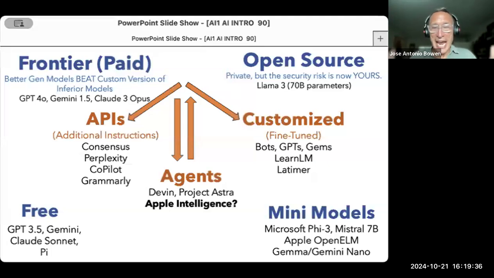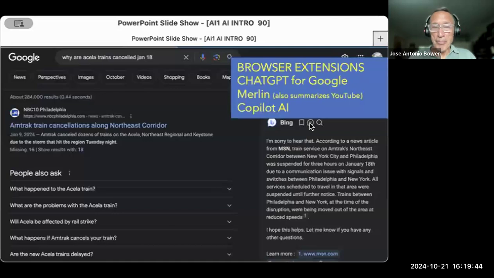There are also some mini models like the Apple Intelligence on your phone. There are some things which are not as smart, but they run on your phone. I would also put a browser extension in if you want to see what AI does all the time, and you just plop this in. So whatever your browser is, Chrome, Safari, put Merlin or Copilot in, and then you will get AI answers to your Google searches all day long, which is, I think, useful.